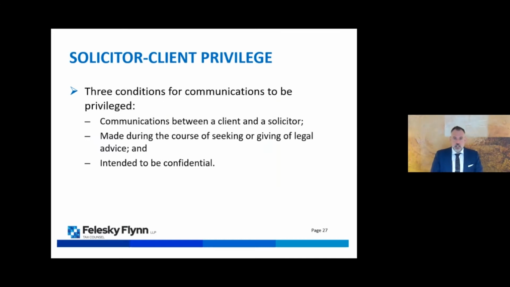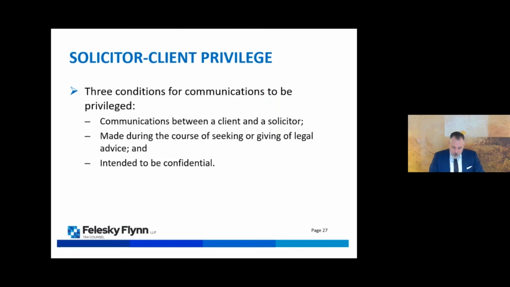The second condition is that the communications must be made during the course of seeking or giving of legal advice. One of the distinctions that comes up a lot, and you'll see this in the Atlas Tube case that I'm going to discuss in a few moments, is the distinction between business advice and legal advice. Communications for the purpose of seeking or giving business advice would not be subject to solicitor-client privilege and protected.